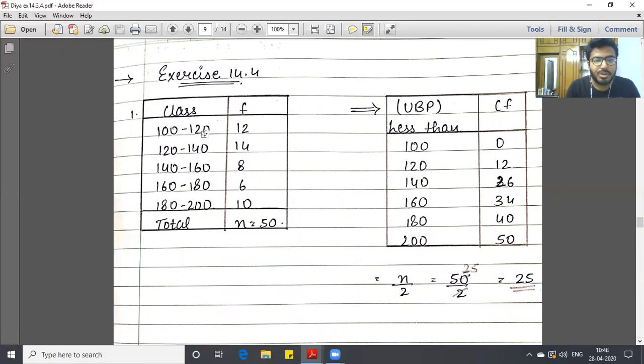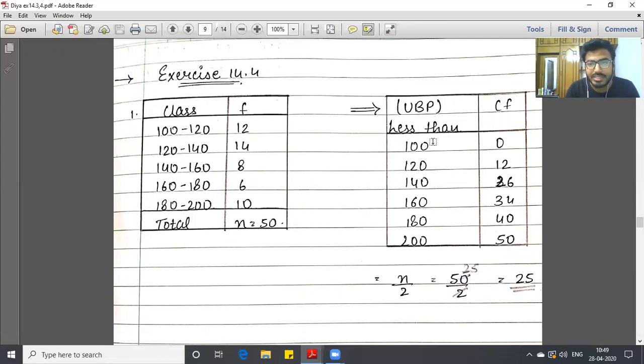So look here, less than 120 will be how much? 12. Less than 120, write 12. Less than 140 means how much? 12 plus 14, that is 26. Then less than 160, that is 26 plus 8. 26 plus 8 is how much? 34. The same cumulative frequency as we did. Less than 180, that is 34 plus 6. 34 we got last, and plus 6, so it is equal to 40. Less than 200, 40 plus 10, that is equal to 50. So that is how you take the upper limits and the cumulative frequency.